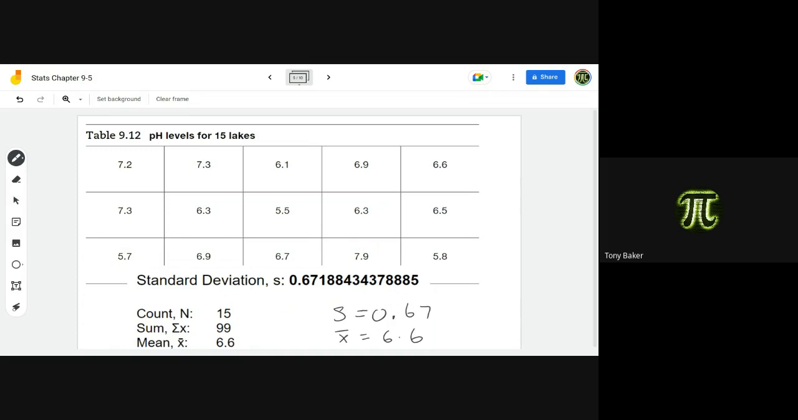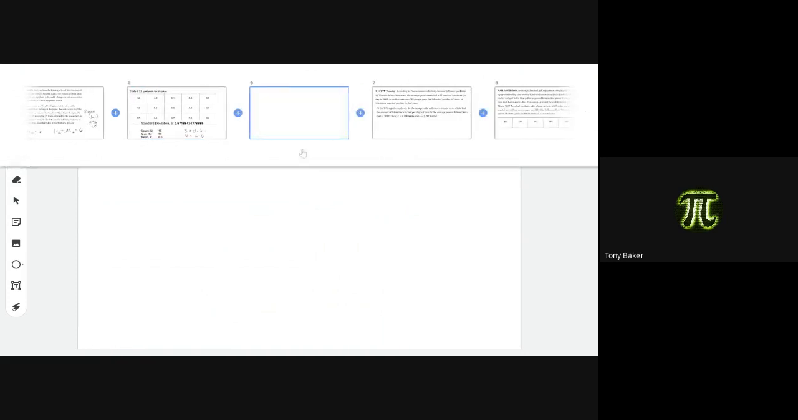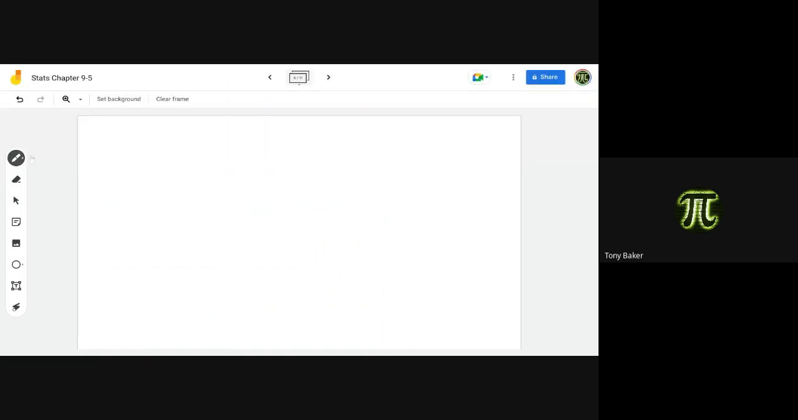So what's the next step I need to do? Yep. Now we got that, we've got to find the test statistic. Remember, t in this case is the sample mean minus the mean, over the standard deviation divided by the square root of n. So in this case, we've got 6.6 minus 6 over 0.67 divided by the square root of, I think it was 15. 15.